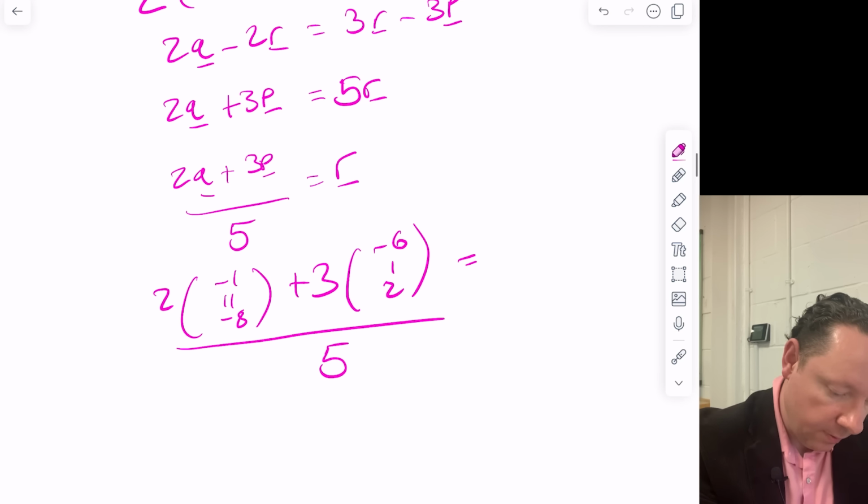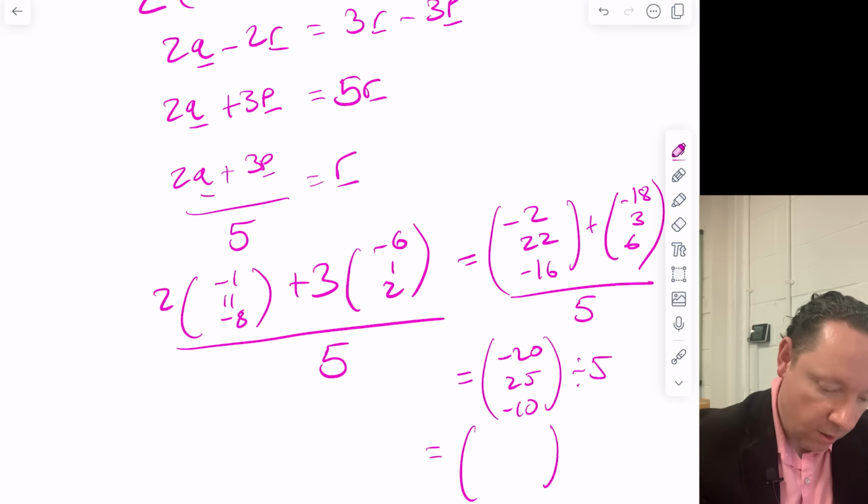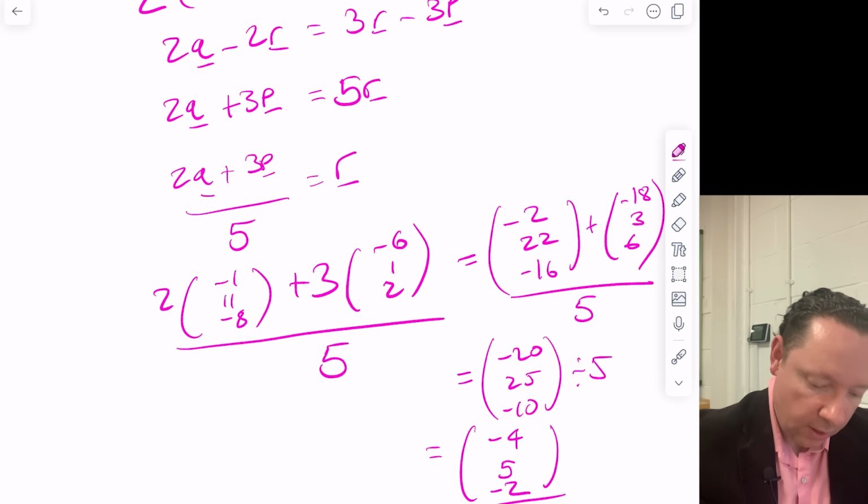So that gives me minus 2, 22, and minus 16 plus 3 6s is 18, 3 1s is 3, and 3 2s is 6, all over 5. Finally that gives me minus 18 minus 2 is minus 20, 22 plus 3 is 25, minus 16 plus 6 is minus 10, all that divided by 5 is a final answer of -4, 5 and -2.